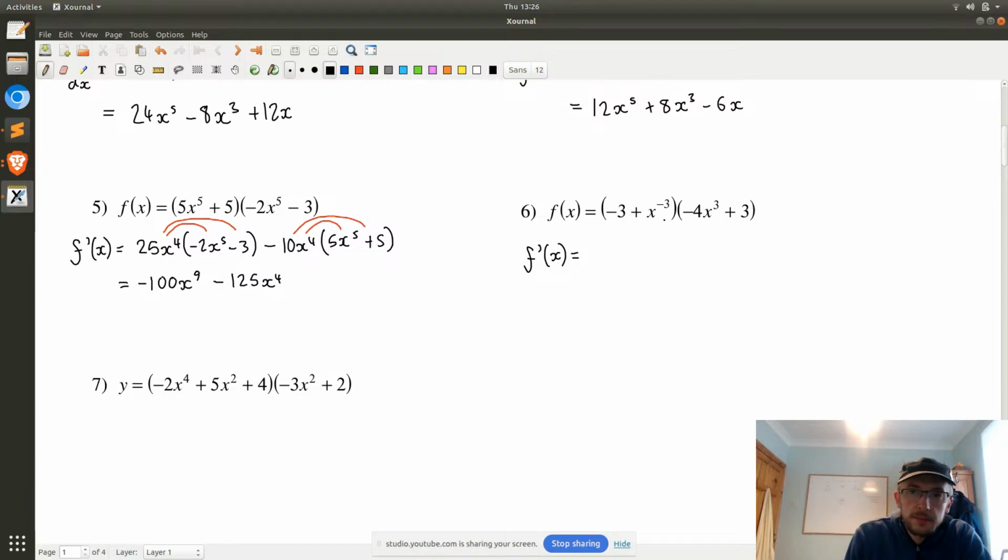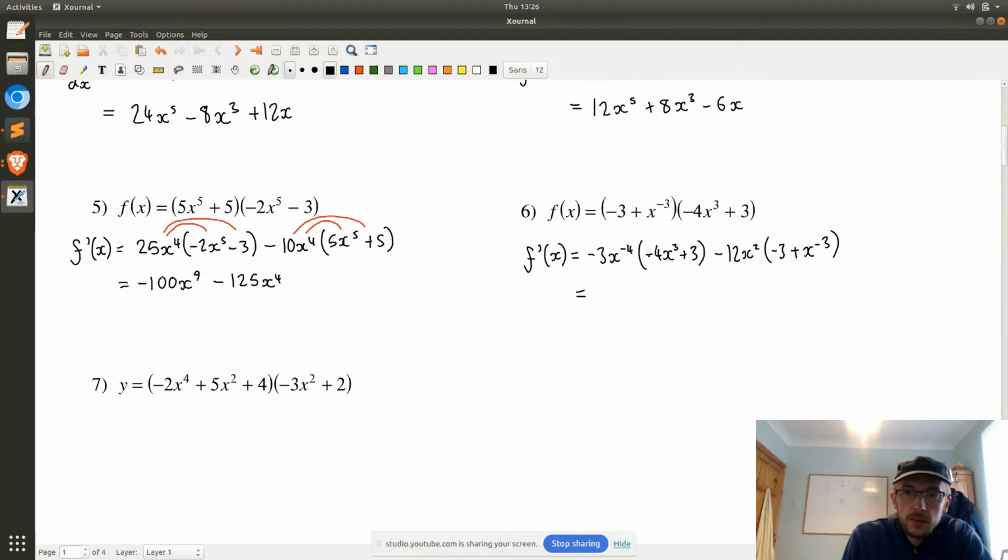Okay, now we must be more careful. So differentiate the first one. And there you go, with the second one being left alone. And now differentiate the second one with the first one being left alone. And now expand. Okay, so I don't know, so I'm just going to literally do it term by term.